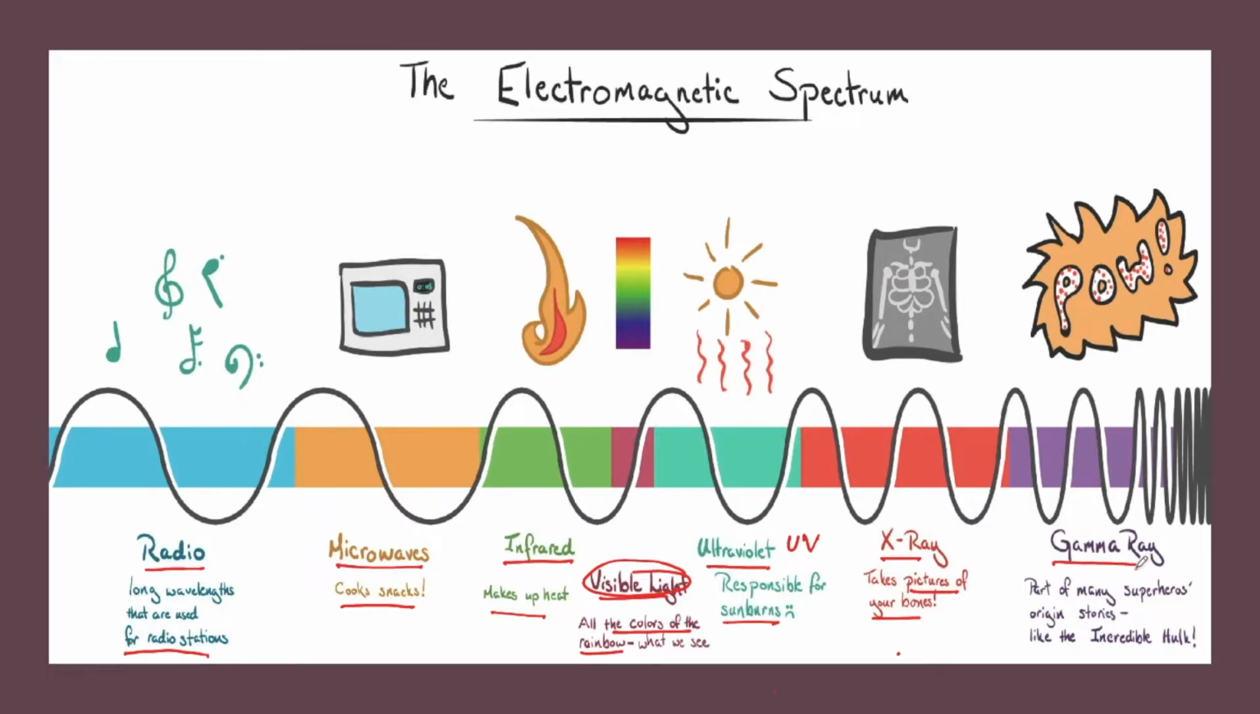Gamma rays, being highest in energy, are most of the time used in nuclear physics for the manufacture of nuclear bombs. So that's why it's written. It's part of many superhero origin stories like the Incredible Hulk.